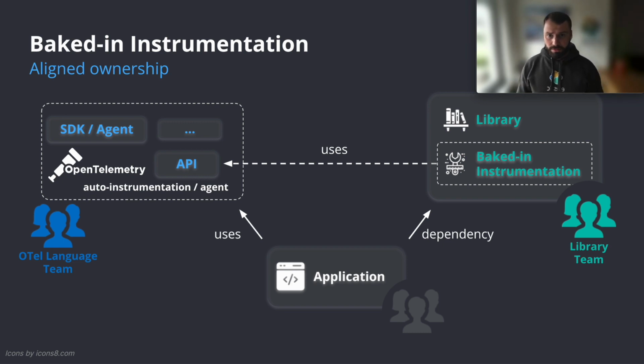With this model, library instrumentations are always in sync and up to date with the library evolution. And at the same time, the OpenTelemetry team can focus on higher value and generic features of the OpenTelemetry agents rather than trying to keep hundreds of instrumentations up to date. Overall, this enables higher quality of observability data.